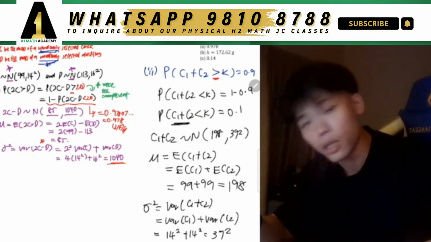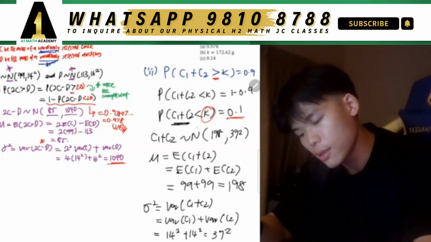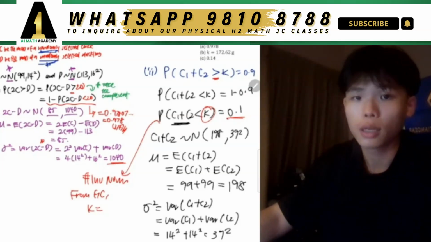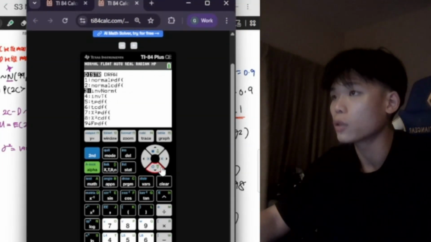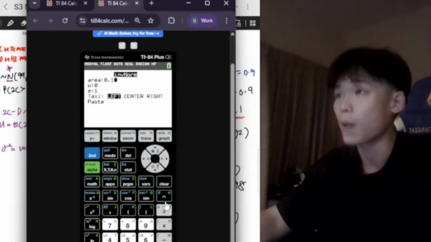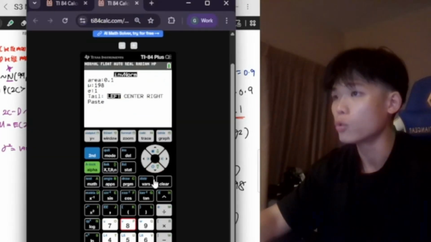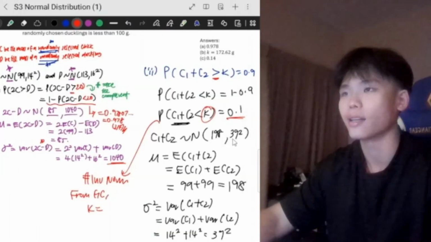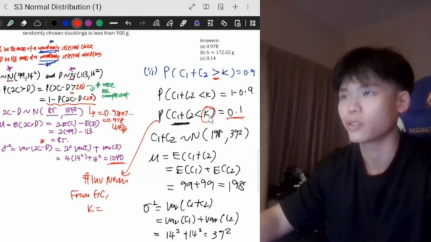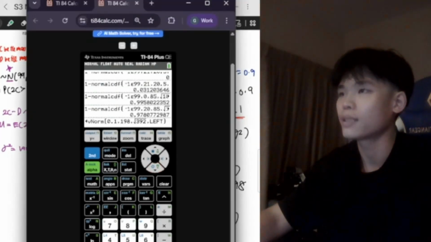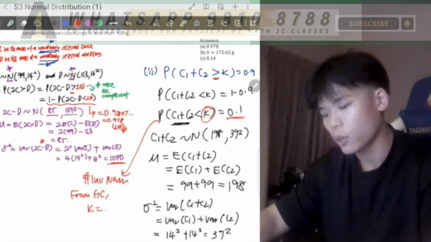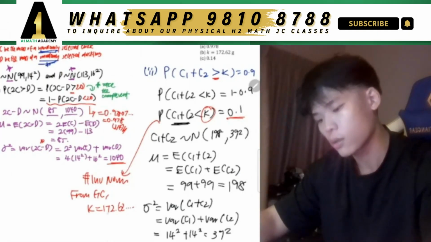Since we already know this and we want to find K, this is very clearly inverse norm on your calculator. How do we calculate this K value? By using the inverse norm function. Because we know the area under the curve is 0.1 and we know the parameters, the parameters are 198 and root 392, and it's left tail. Actually, don't need to change that at the start, but I'll just change it out of habit. Okay, paste, enter, I get 172.626 dot dot dot. So it's 172.62 dot dot dot.